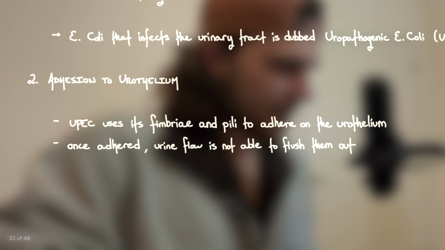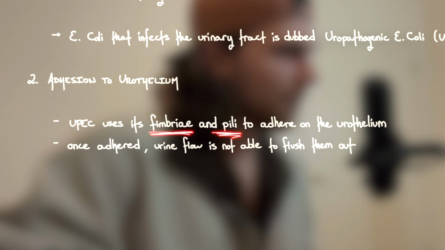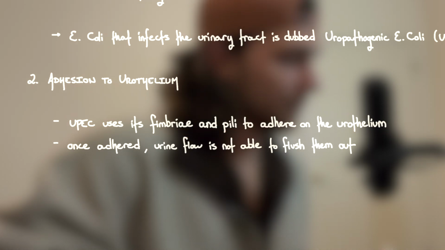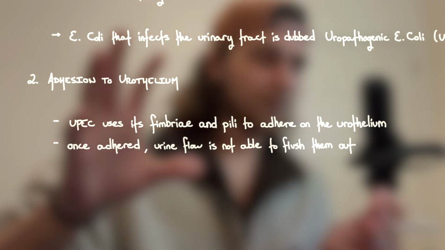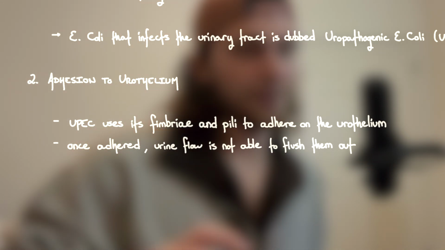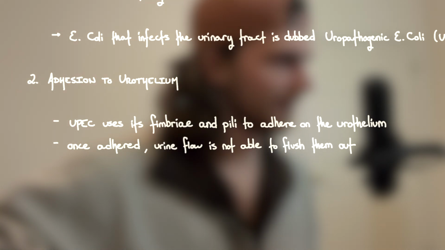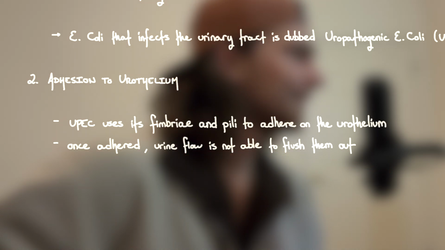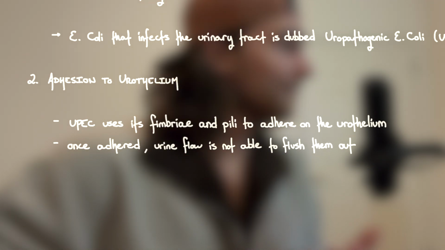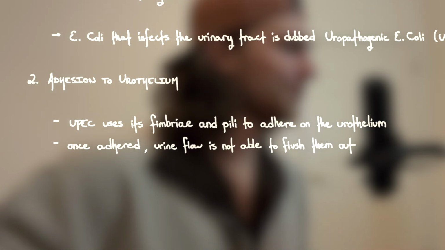So these E. coli use fimbriae and pili to adhere to the urothelium, the epithelium of the urinary tract. Fimbriae and pili are basically like little hands, little arms that these bacteria put out to grab onto the urinary tract epithelium and stay there. And this is important because once they're adhered, the flow of urine is no longer able to flush them out. That was one of the innate defenses that this system had. But once adherence occurs, urine flow is not strong enough.